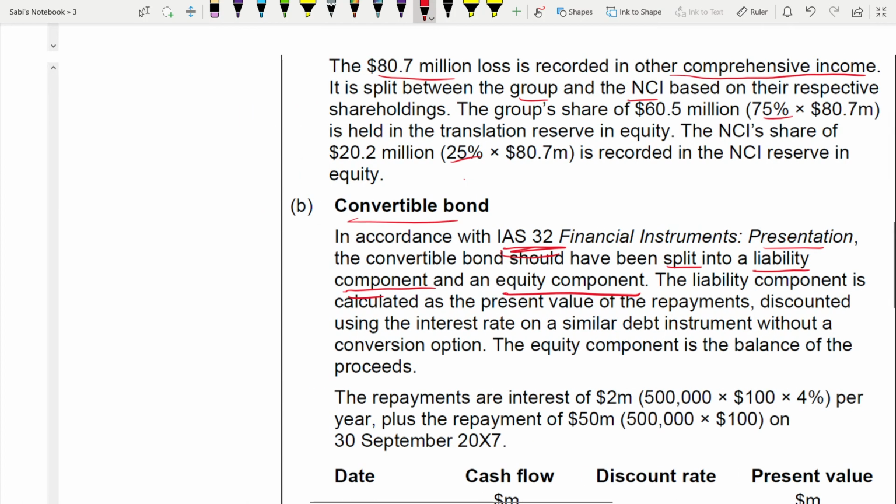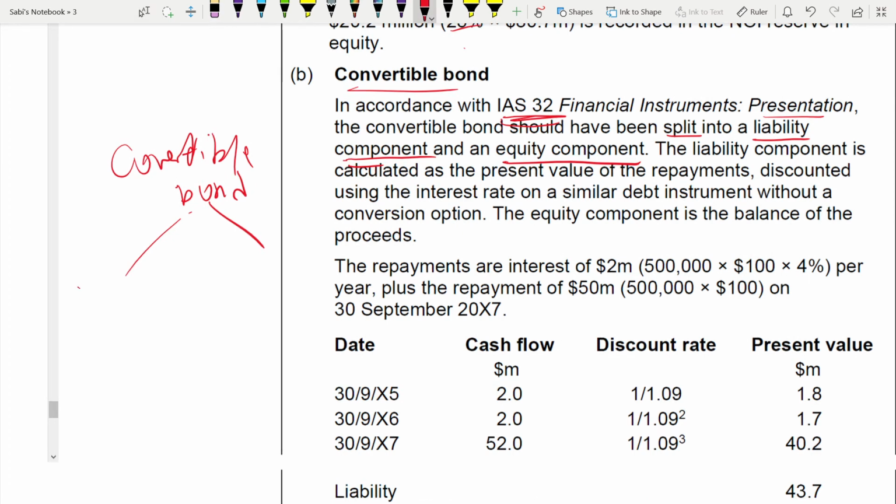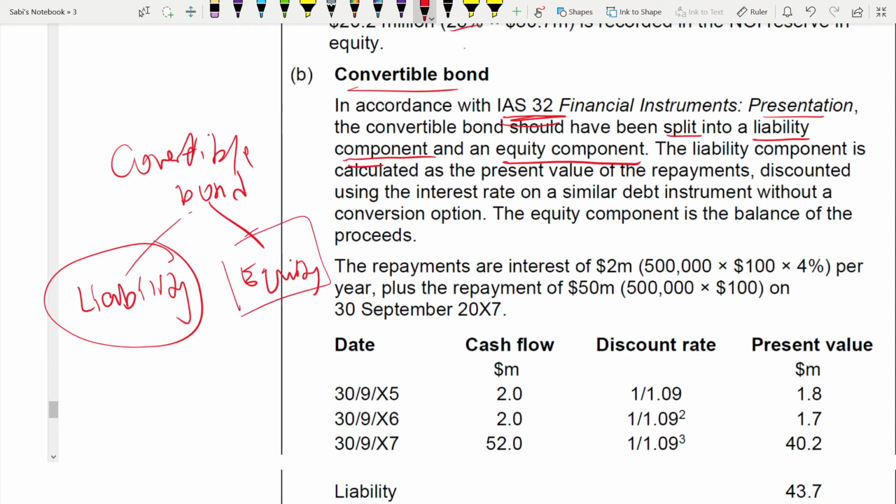I will show you a picture. This is the convertible bond, just ignore my handwriting. This is the liability and this is the equity. You have to separate out these two things, and when you separate them, the first thing you have to find out is the liability component, because equity is the balance, the remainder. You cannot start with the equity and then go to the liability. If you want you can try, but you will never come up with an answer. So first work out the liability, because the balance is the equity.